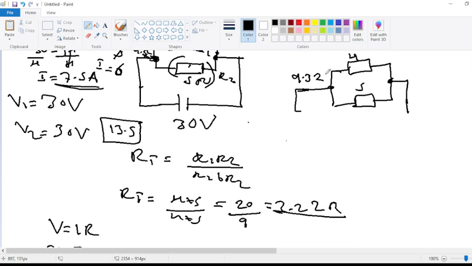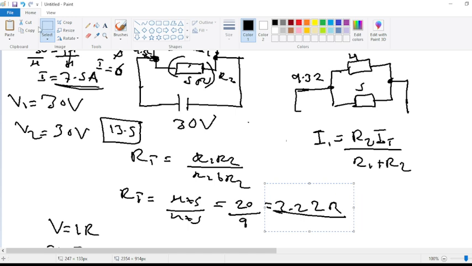So this is the current that you've been given. The current divider rule says that for us to calculate this one, the current here, I1, the current I1 is equal to the resistor R2 multiplied by the total current, and you divide everything by R1 plus R2.